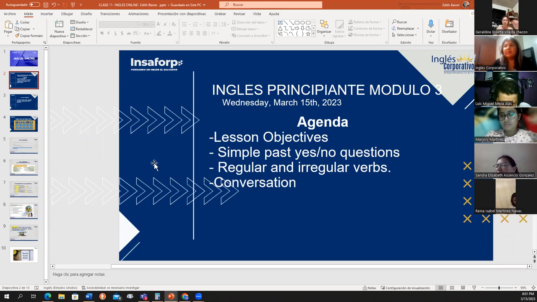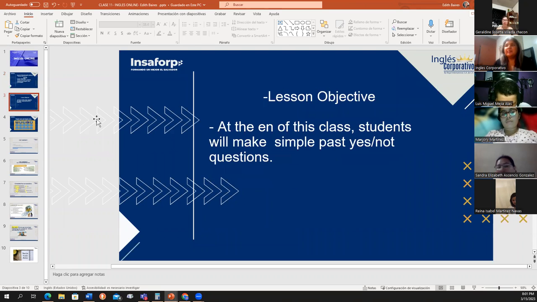Regular and irregular verbs, so we're going to continue working on that. And at the end, we will have a conversation. So the objective is, at the end of this class, you will make simple past yes/no questions, okay? So the objective for this class is that you learn how to make questions.